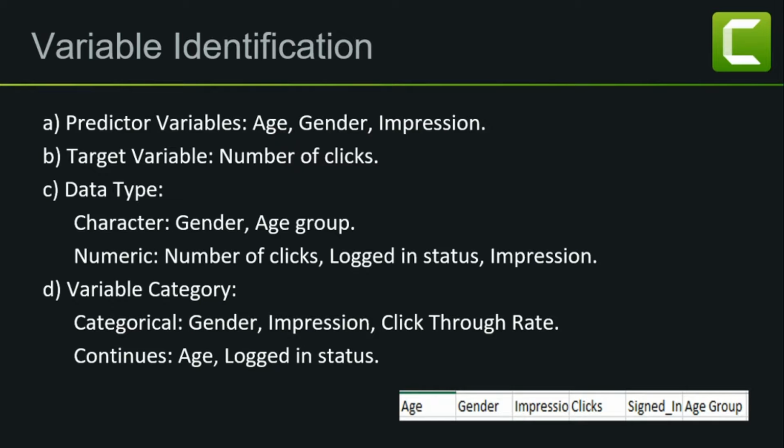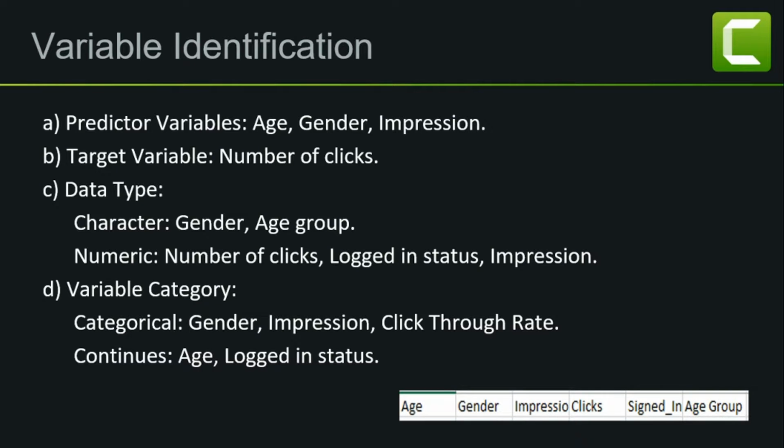Under data type and character, there is gender and age group, and numerically it is number of clicks, logged in status, and impression. Then comes variable category. Categorically it is gender, impression, and click-through rate. Lastly, continuous. It comes age, logged in status.